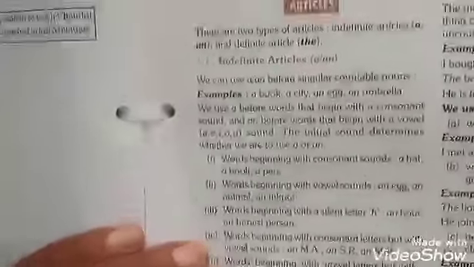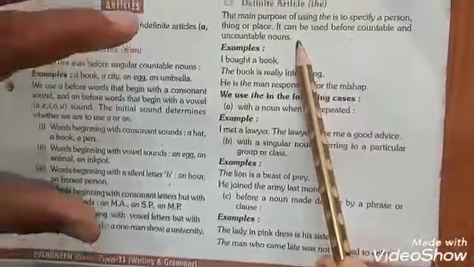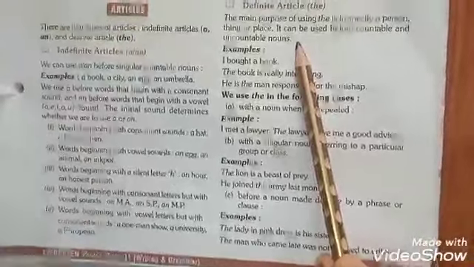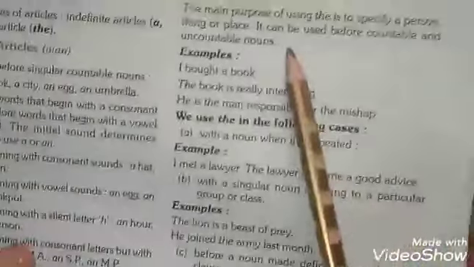The next phase I am going to start is the definite article the. The main aim of using the is to specify a person, living being or place. It can be used before countable and uncountable nouns. The major difference is that we can use a or an before a singular countable noun, while the may be used before both countable and uncountable nouns.